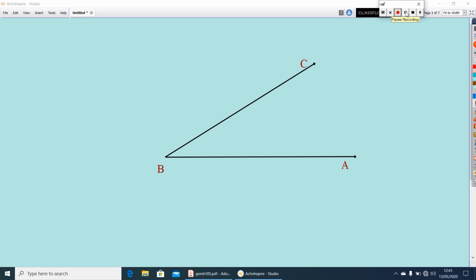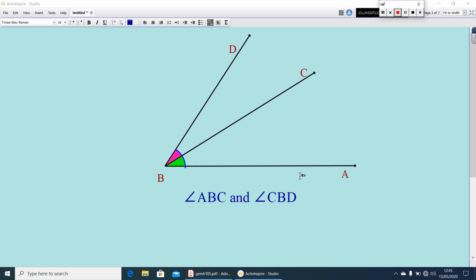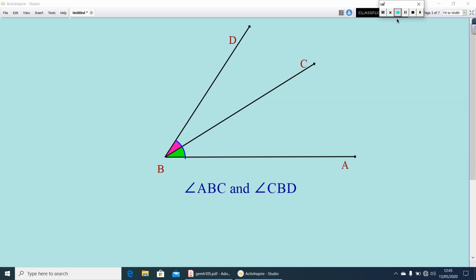Now let me draw one more arm here. Here I drew BD, one more ray. Now you will get a pair of angles, that is angle ABC and angle CBD. Now look at both of these angles. What are the vertices of angle ABC and angle CBD?